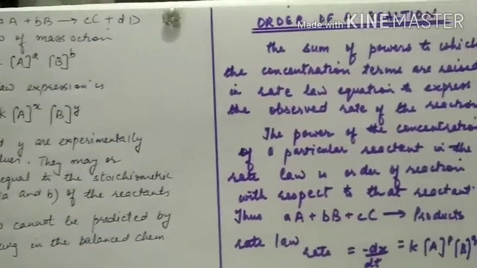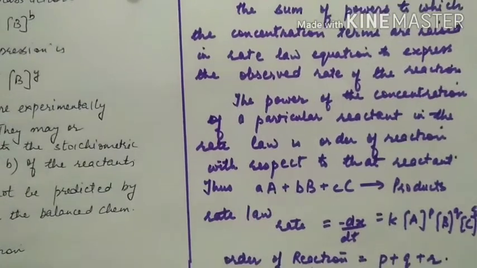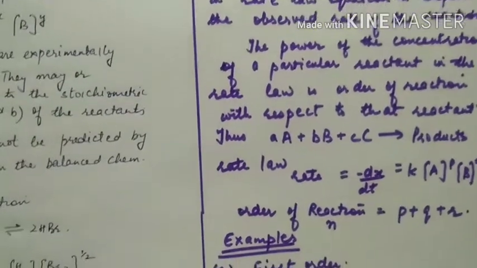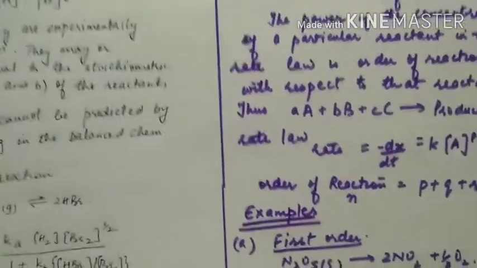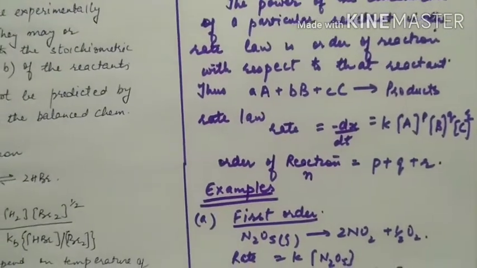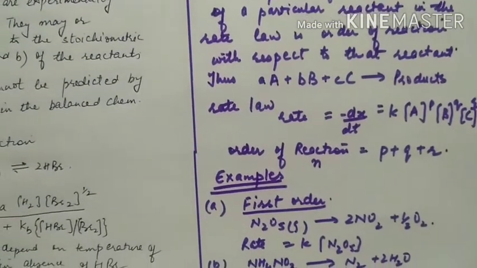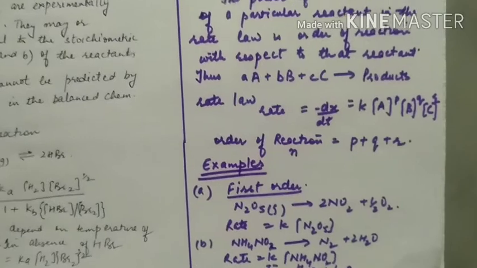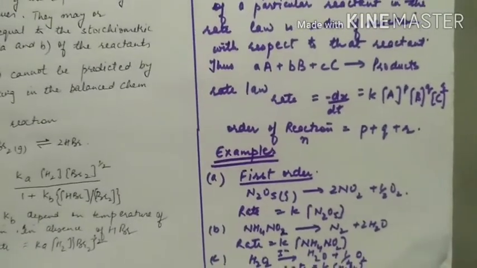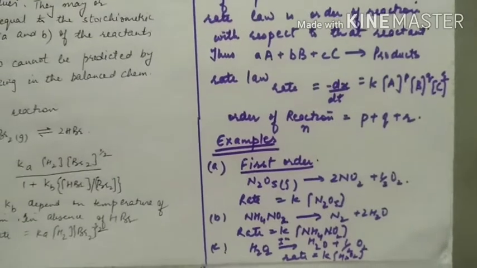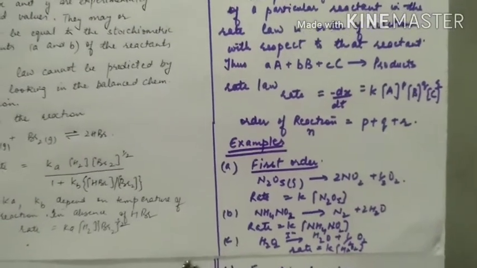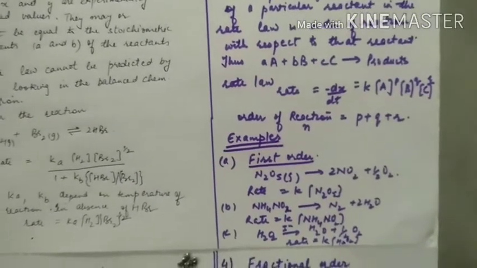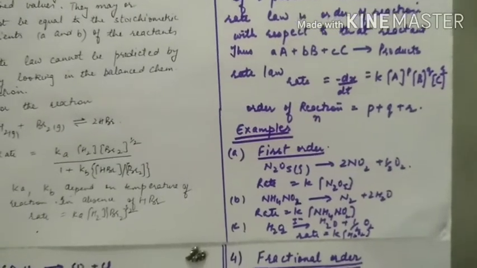in the rate law expression, when you sum those powers, the answer you get is the order of reaction. A moles of A plus B moles of B plus C moles of C will form products. So the rate law will be rate is equal to minus dx upon dt is equal to K into A raised to power P into B raised to power Q into C raised to power R, and the order of reaction will be P plus Q plus R. The experimentally determined powers are summed so that we get the order of reaction.